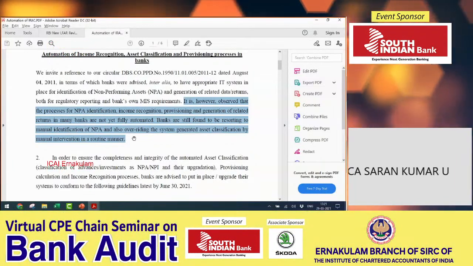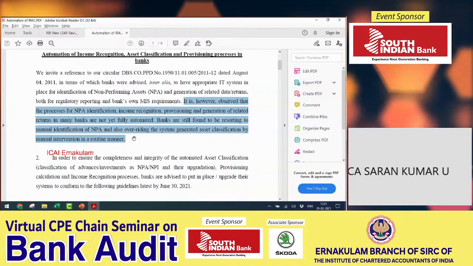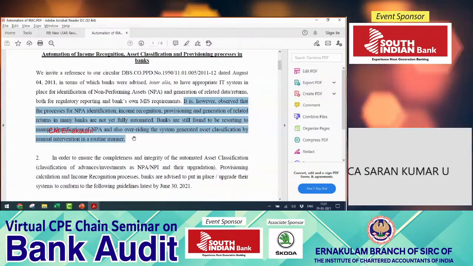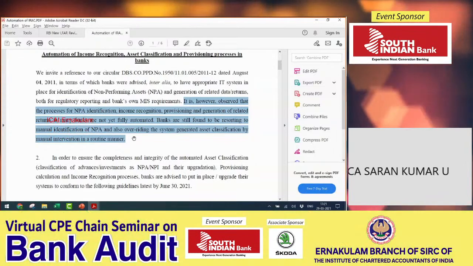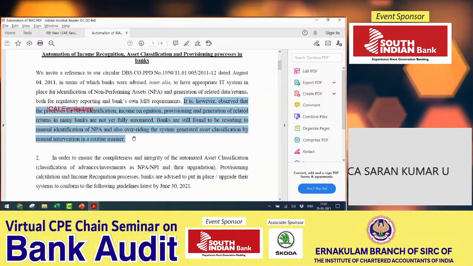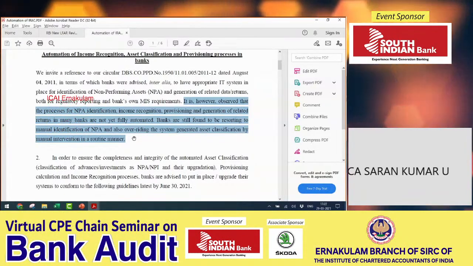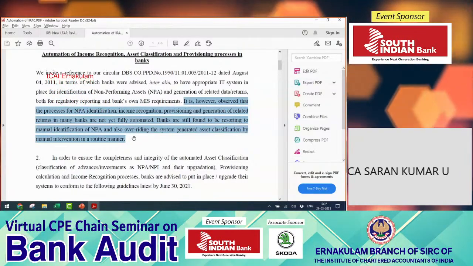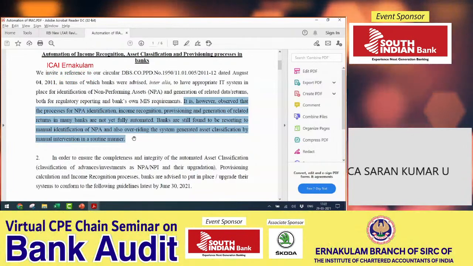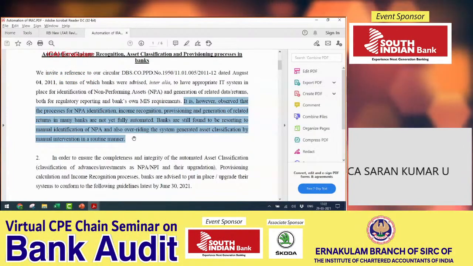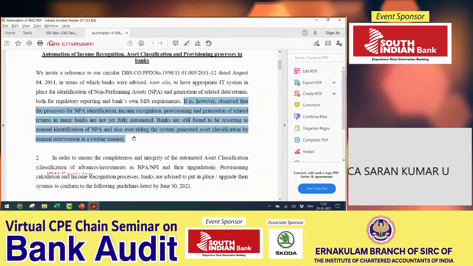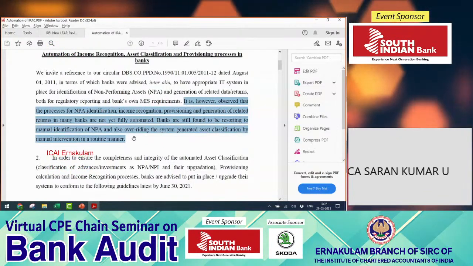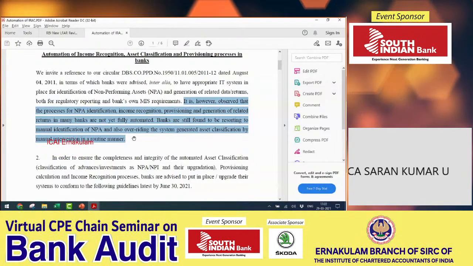This is a small proof. We can show it to the branch manager, whoever is saying that, Sharon, the entire process of NPA identification, provisioning is automatic. We can say, proof that RBI itself is saying still there are places where manual intervention in a routine manner is happening. That means they are going back and doing a change of the date. They are going back and doing a change of interest rate. They are going back and changing the classification. They are going back and changing the provisioning. So it is possible. That is what RBI is saying.